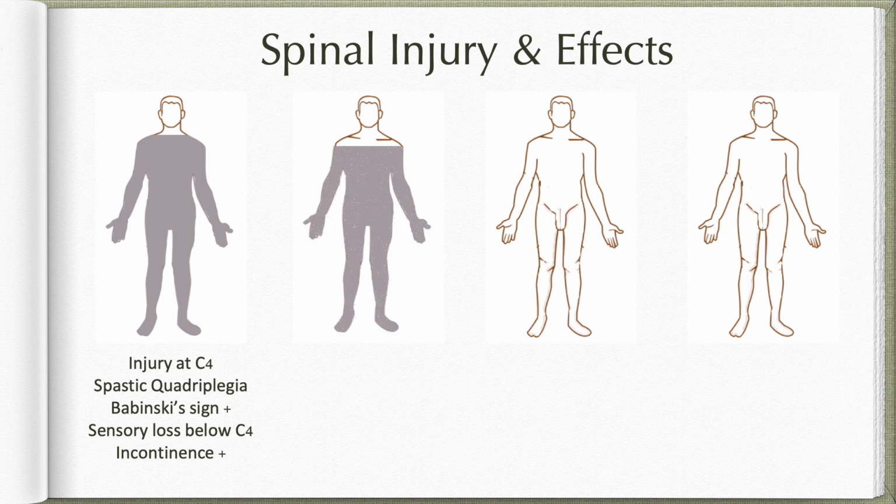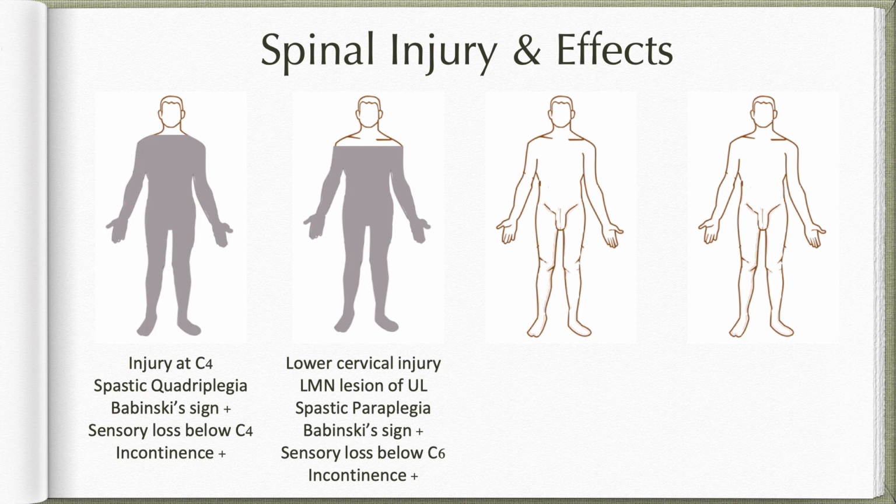When the spinal cord is injured at the lower cervical level, then upper limbs will show lower motor neuron type of lesion. Lower limbs will show upper motor neuron type of lesion, that is spastic paraplegia. Babinski sign will be positive. Sensory loss will be seen below the level of C5 or C6 and incontinence will be present.